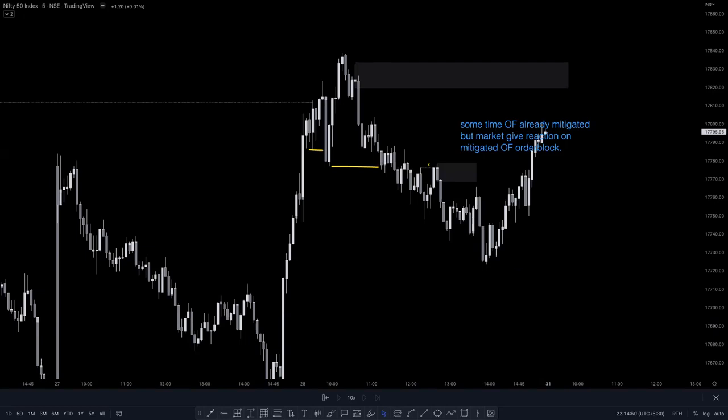Sometimes the order flow is already mitigated, but the market gives a reaction on the mitigated order. Actually, when the market mitigates your order block, order flow, right, and the market again reaches the same order block, which is already mitigated, then that area is not high probability, right? So you have to wait for an unmitigated zone, or wait for the inducement to be taken out.